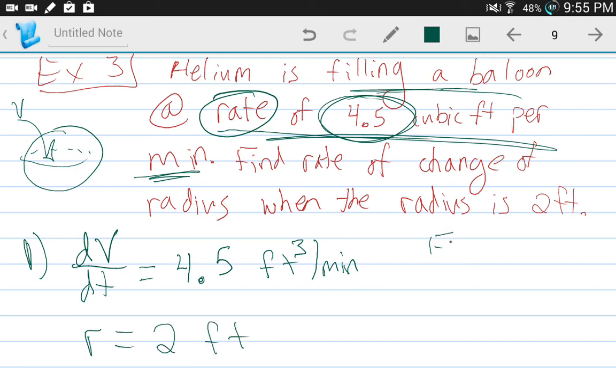And what are we finding? We're finding the rate of change of the radius. So we're finding dr/dt, the rate of change of the radius with respect to time, because it's a rate.